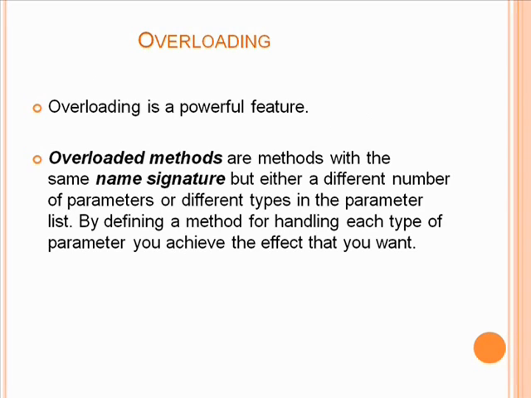Overloading is the next type we are going to discuss under polymorphism. Overloading is a powerful feature. Overloaded methods are methods with the same name but either a different number of parameters or different types in the parameter list. By defining a method for handling each type of parameter, you can achieve the effect that you want.